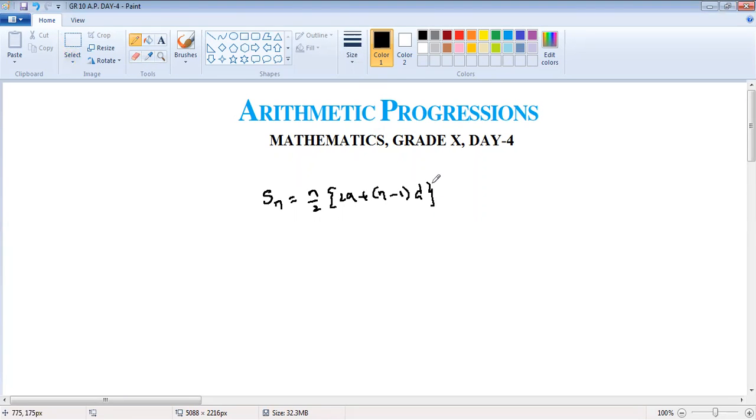And another formula: Sn is equal to n by 2 into a plus l also. So based on these formulas, we have done some problems. And we are doing the third exercise from the textbook, so let us continue that exercise.